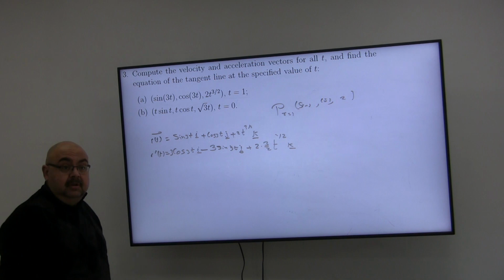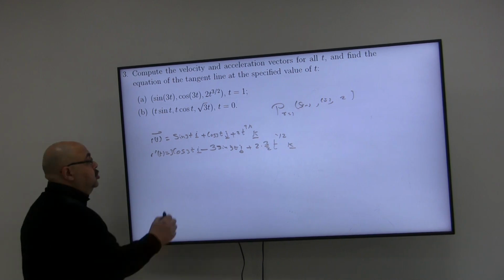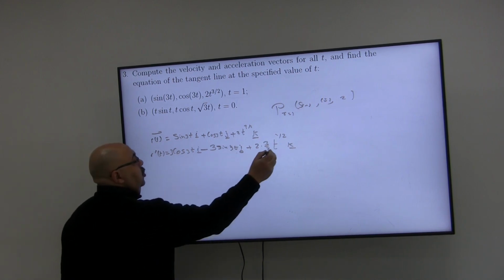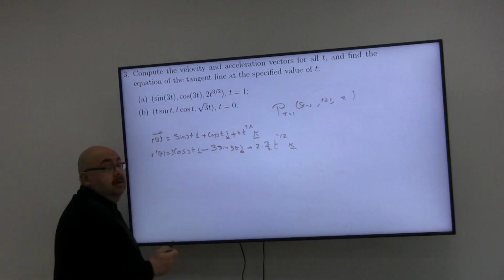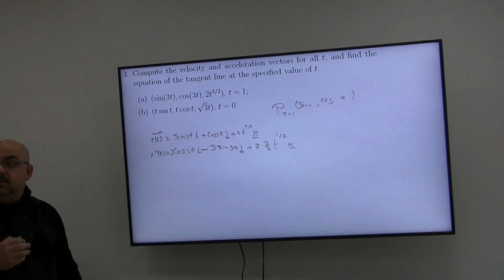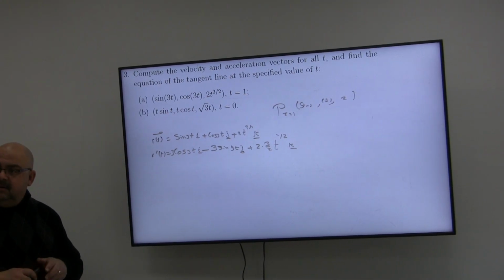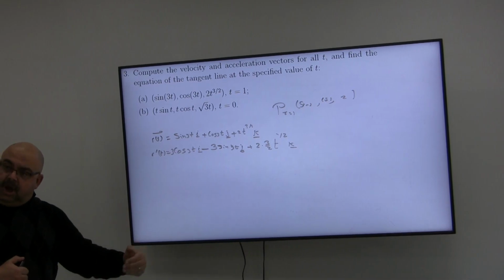I need the vector. So all I have to do is make the substitution of t by 1. Now I have the vector. Then I will be able to write the equation of the line: the point plus lambda times the vector.